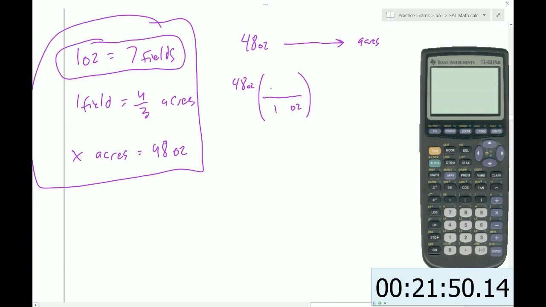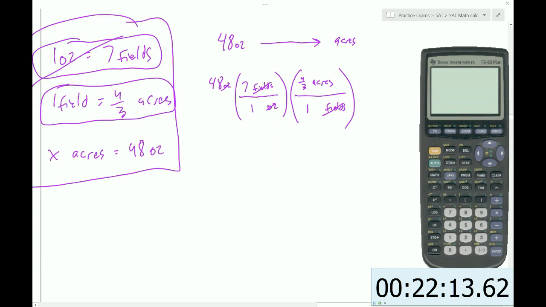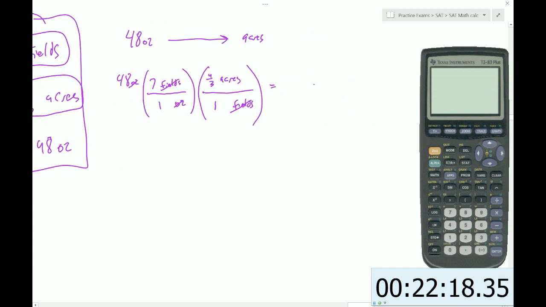1 ounce corresponds with 7 fields. So that gets rid of ounces. Next, I would need to get rid of fields, so I would need to put fields on the bottom, and I would have to use this item here. So 1 field is 4/3 acres, right? And that gets rid of the fields, okay? They cancel out just like numbers would. So now I have the correct unit, which is acres, so my answer must be correct.